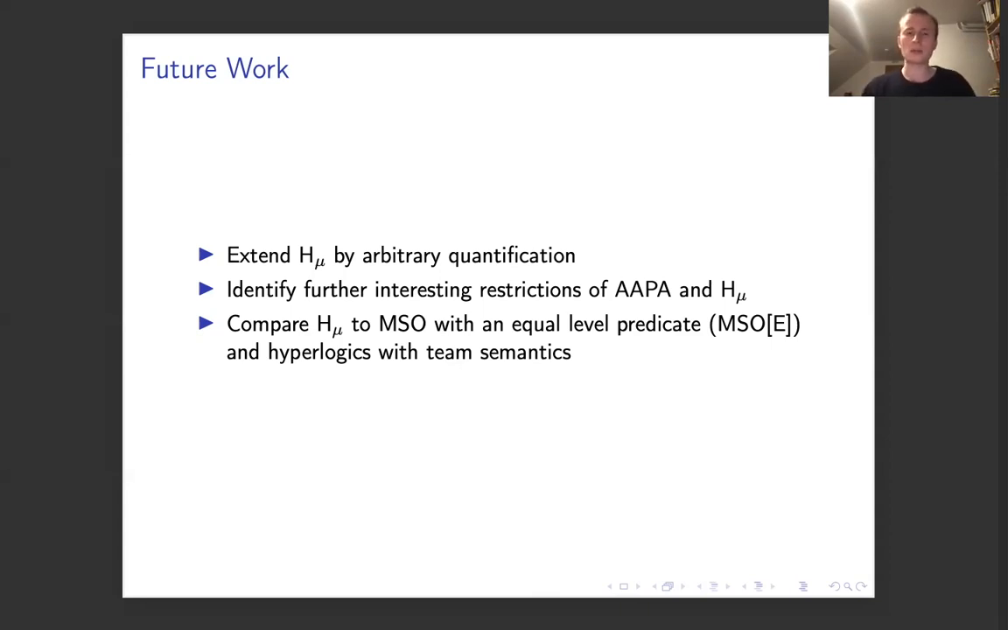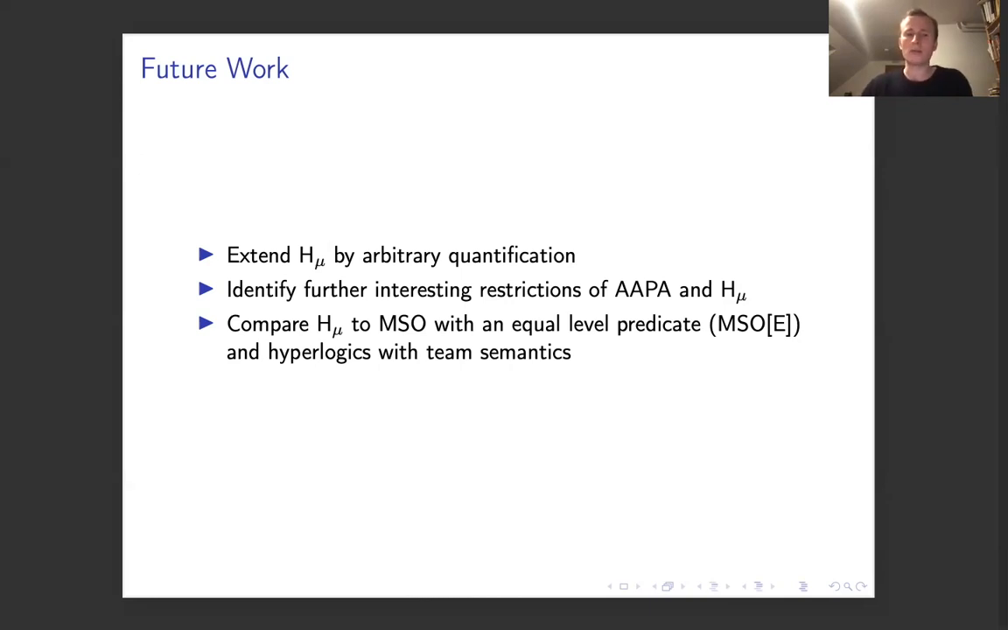And finally, we would like to compare our logic to existing hyperlogics, namely to MSO with an equal level predicate. So recall MSO is the logic, monadic second order logic. So we have quantification over sets, we have quantification over individual members, we have the usual logical operators, and we now also have an equal level predicate. So we have our tree, and we can ask for 2 nodes in the tree whether they are at the same level. And with this predicate, MSO becomes able to express hyperproperties.